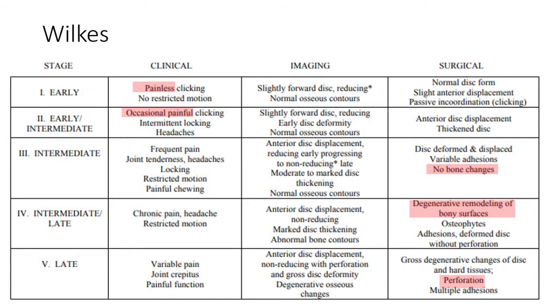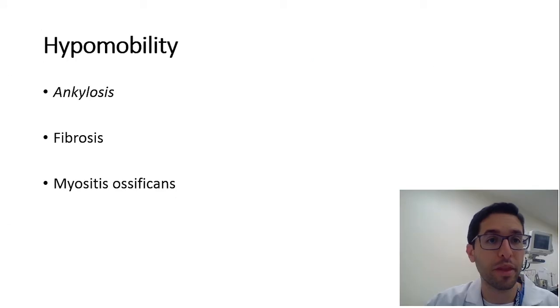So one more time, just to make everything really clear, stage 1 is painless. Stage 2 is occasionally painful, but again, both 1 and 2 are clicking and reducing. Stage 3 has no bony changes, but it's the first one that's not reducing. Stage 4 also non-reducing, and it has bony changes. And stage 5 has articular disc perforation.